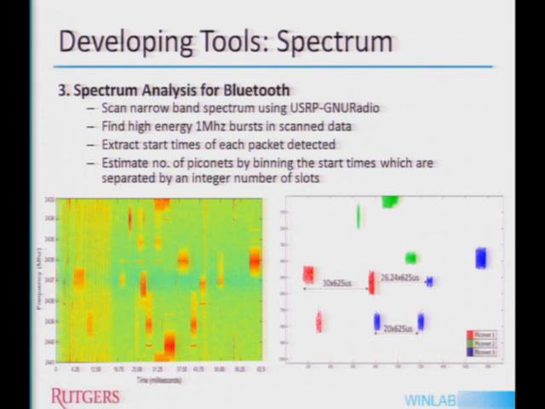So where are these radios placed? In this case I haven't shown that, but essentially there are three Bluetooth links in this experiment. Each link is 4 meters apart, and the GNU radio is at the center of the whole thing. So it sees all the links taking place, all the transmissions.